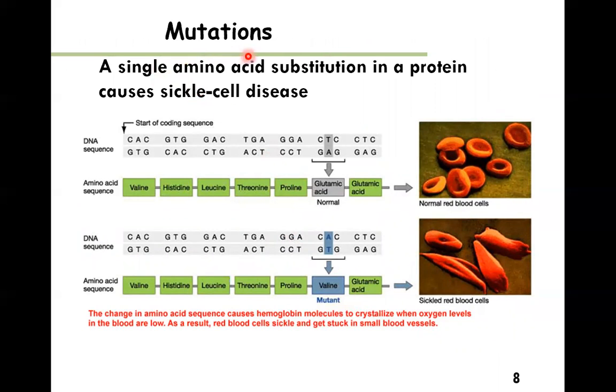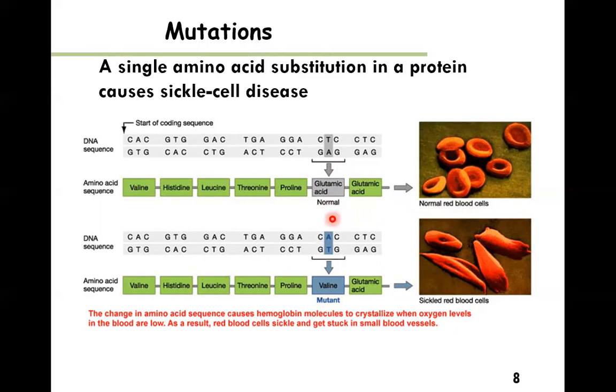So the nitrogen bases represent the genetic code. A mutation causing a single amino acid substitution in a protein causes, for example, sickle cell disease. We have the normal DNA sequence of nitrogen bases: cytosine, thymine, cytosine, guanine, adenine, guanine. This is the normal code, which will translate to glutamic acid in the protein hemoglobin.